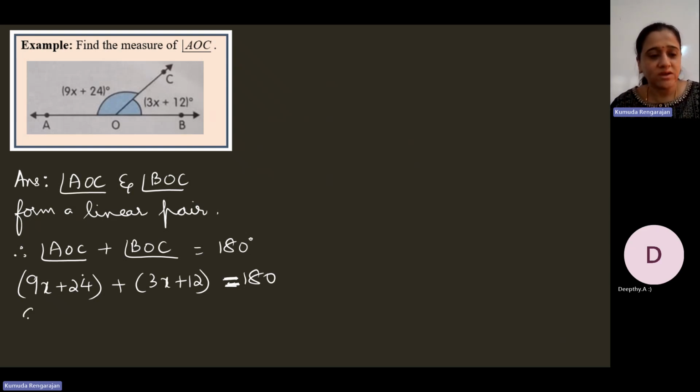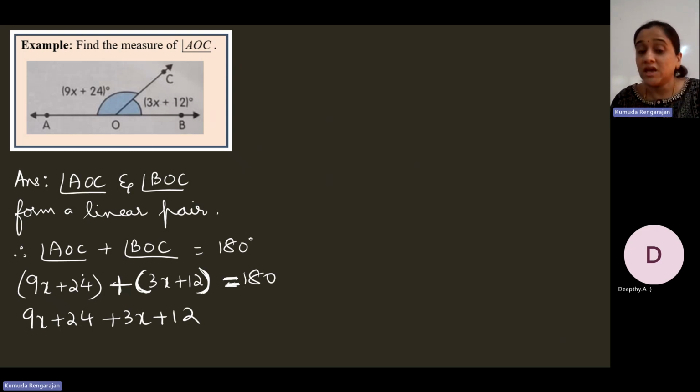Now see this. Open the bracket first. 9x plus 24. Before the bracket, if there's a plus sign, simply write the terms as you see in the bracket. We'll see what happens when there's a minus sign. There is a plus sign preceding the bracket, right? This plus sign is very gentle. It does not disturb anybody inside the bracket. If it's a minus sign outside the bracket, then it affects the terms in the bracket. We'll see that later. So now, before the bracket, we have a plus sign. That's not going to affect the signs of the terms inside the bracket. So just write them as you see. Plus 3x plus 12 is equal to 180. Is it good so far?